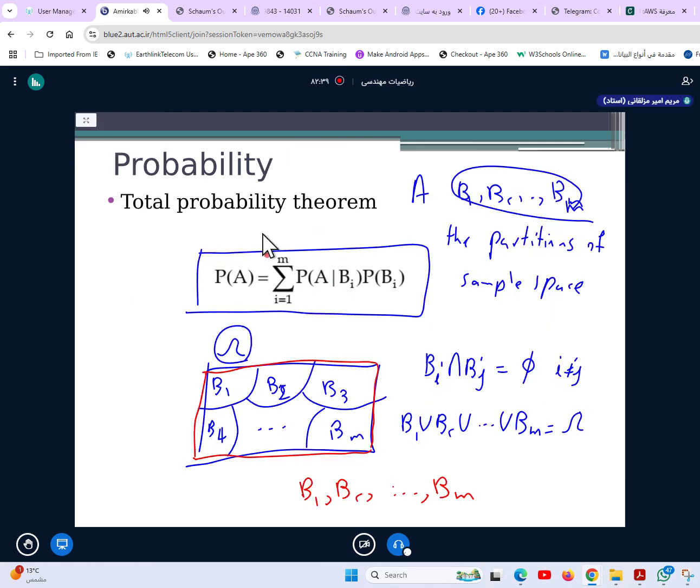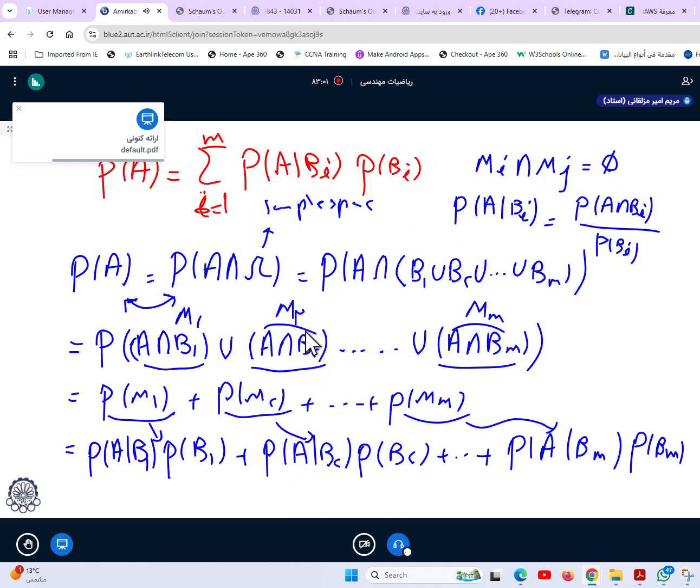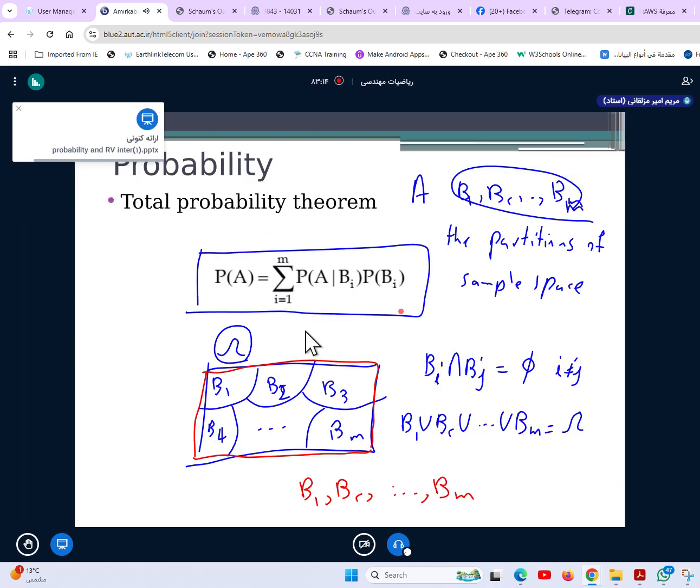Now, in this slide we talk about the total probability theorem. We discussed this formula, we proved this formula once, and we talked about the applications of this formula. Any question about the total probability theorem? The proof of the formula is very important. You should know this proof exactly. Okay, any question? Let's go to the next slide.